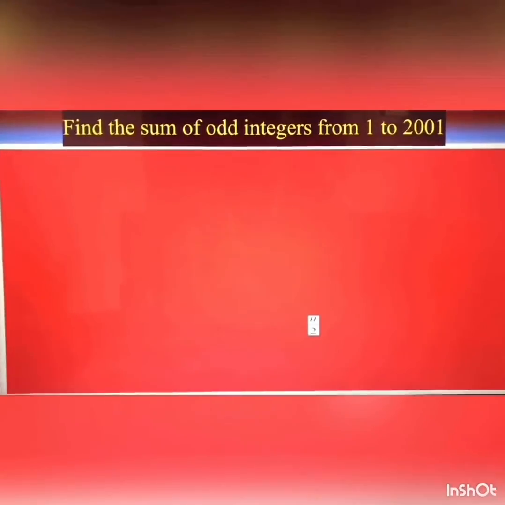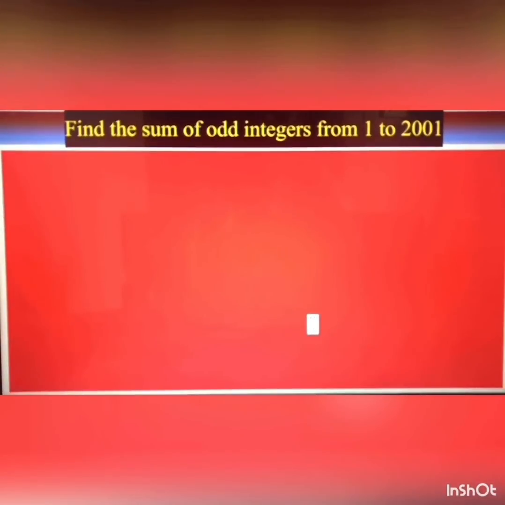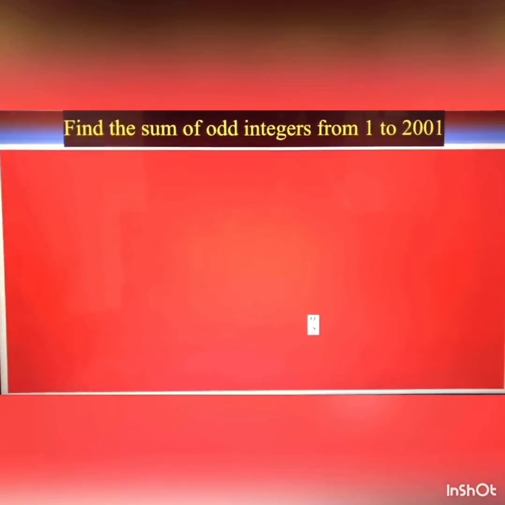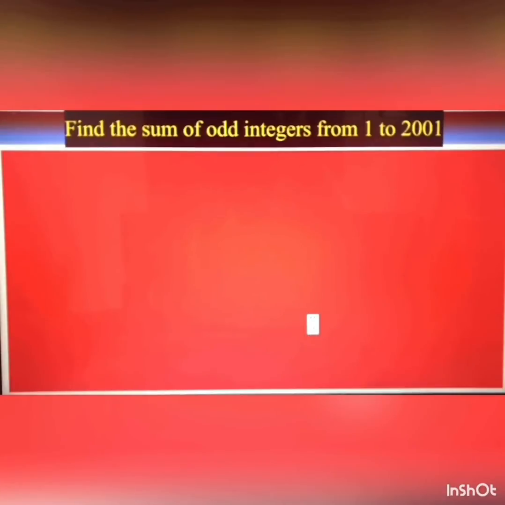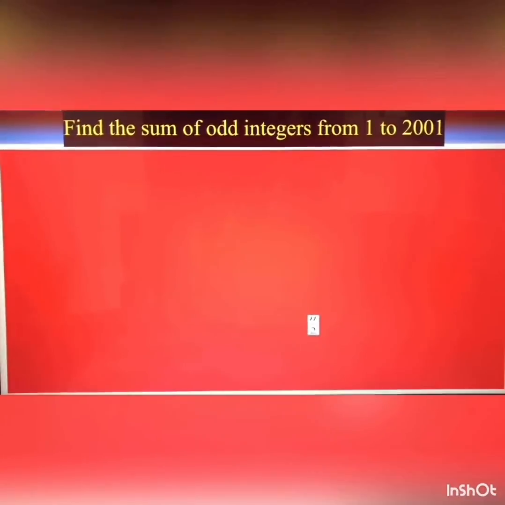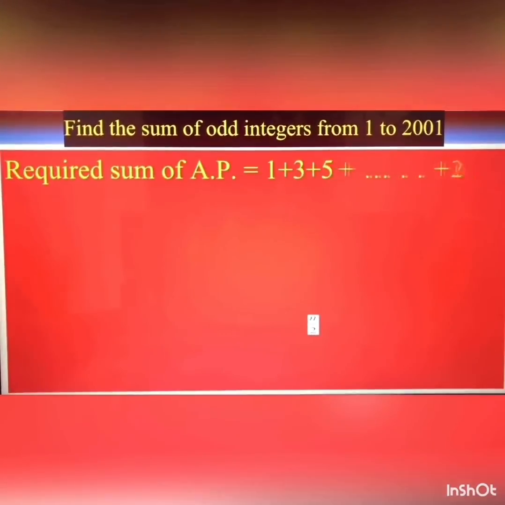So here is a question: find the sum of odd integers from 1 to 2001. First of all, we will find the odd integers between 1 and 2001. Not just between, including 1 and 2001. So the odd integers are 1, first of all 1, plus 3 plus 5 and up to the last, 2001. These are all the odd integers.